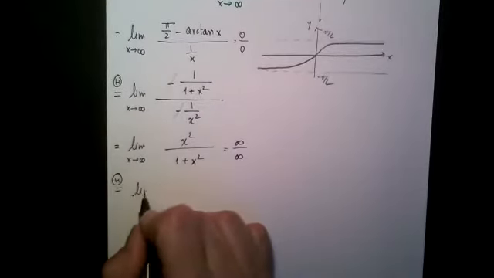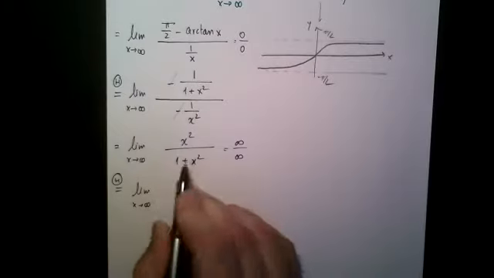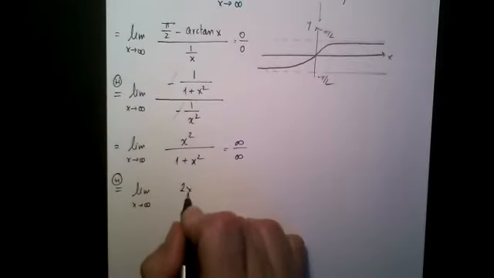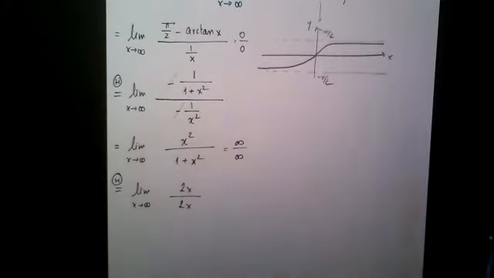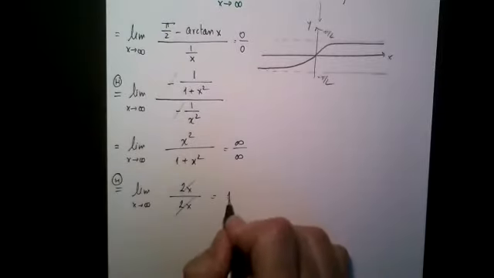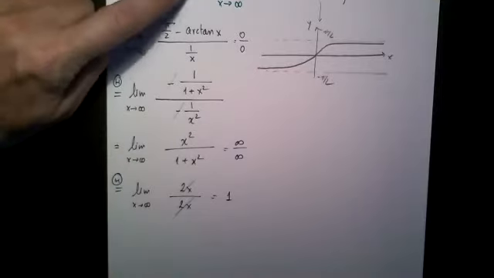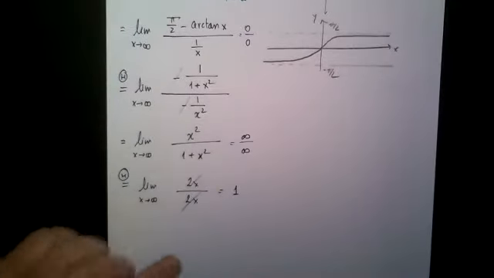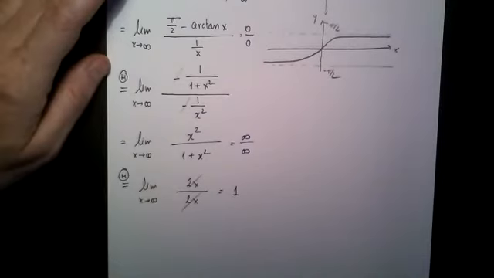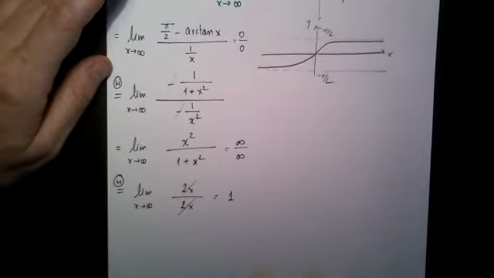Okay, and that's the limit as x approaches infinity. The derivative of x squared is 2x. The derivative of the bottom is 2x. And you cross them out. And so my answer is 1. Okay, so this limit is 1. Does that answer you, Marvin? Yeah, thank you. Okay, next.